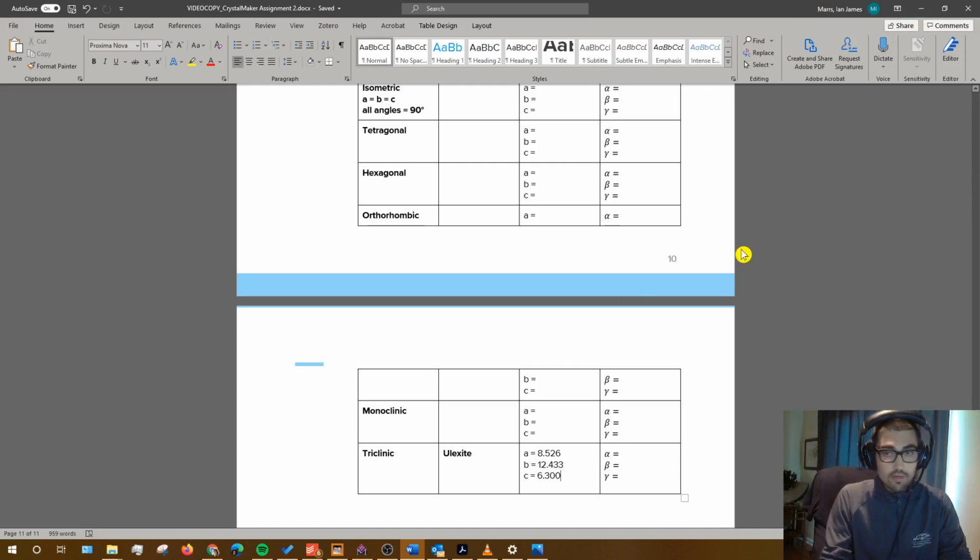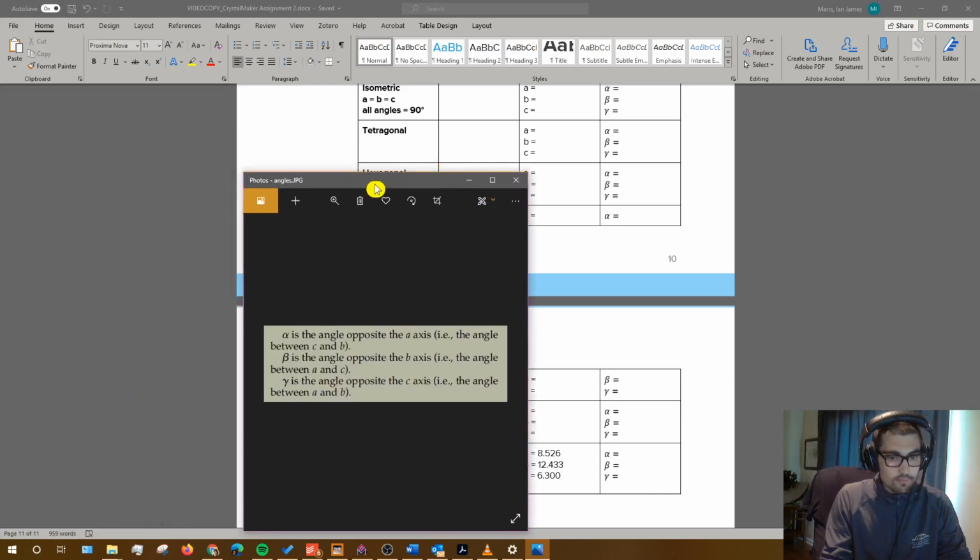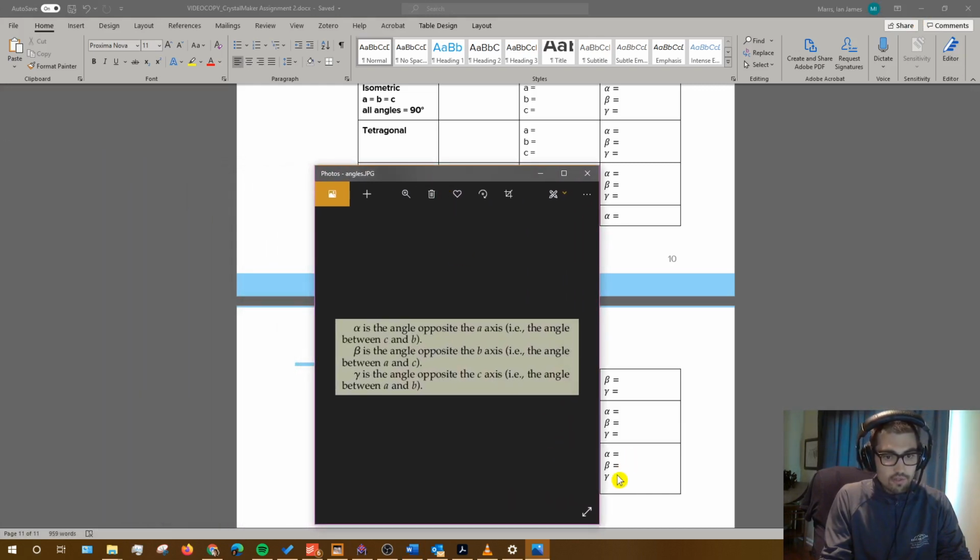Next thing to do, though, is we're going to have to measure the angles between the edges. And for that, basically just want to keep a close eye on the vectors. If you have forgotten, this is in your textbook. I grabbed a screenshot of it. We're going to be measuring the alpha, beta, and gamma angles. Alpha is the angle between C and B. Beta is the angle between A and C. And gamma is the angle between A and B.